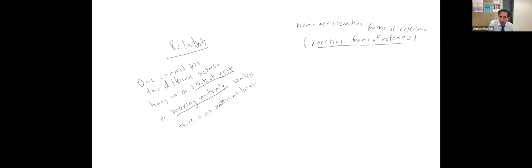Whenever there's a non-accelerating frame of reference, that will not produce detectable changes. But an accelerating frame of reference will produce detectable changes. You can feel and see the effects of accelerated motion.